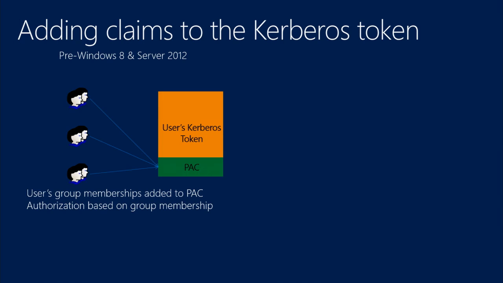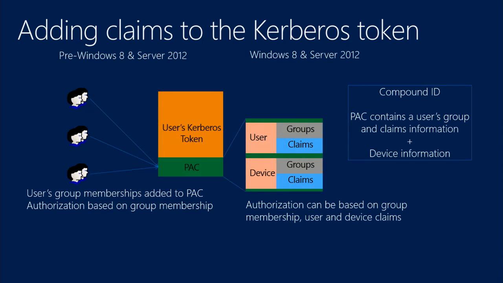The other interesting change is that the PAC now holds group membership, as it did before, but it can also hold group membership for users and devices. So now when I'm looking at access, I can make a decision based not only on the user and the user's group membership, but on the device the user is on. So we can control access: if a computer is in a particular group, and that user's in a group and the device is in a group, let them in.